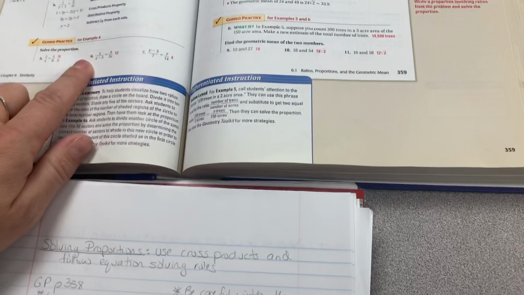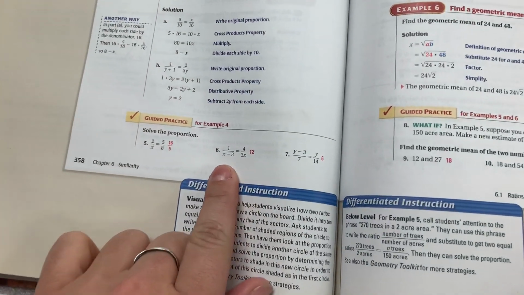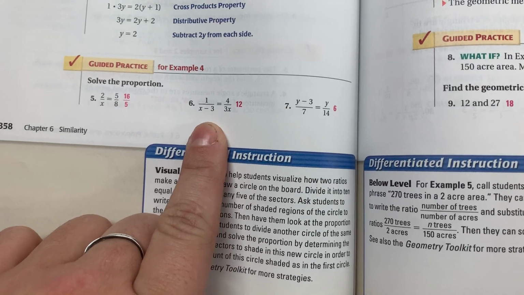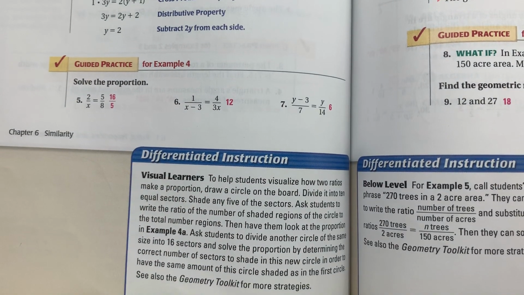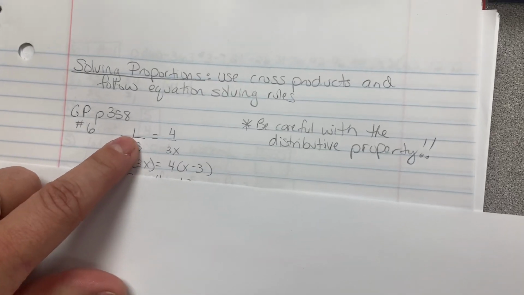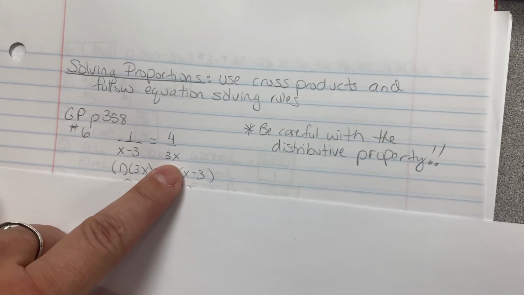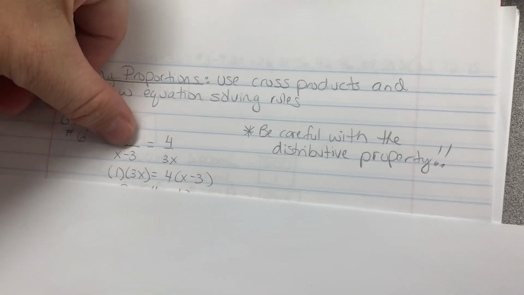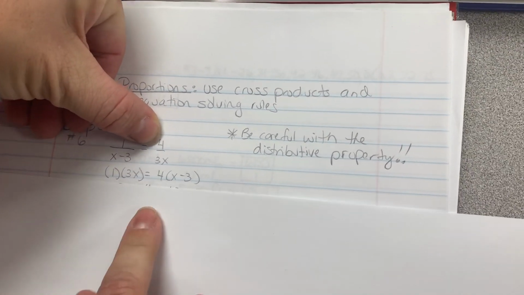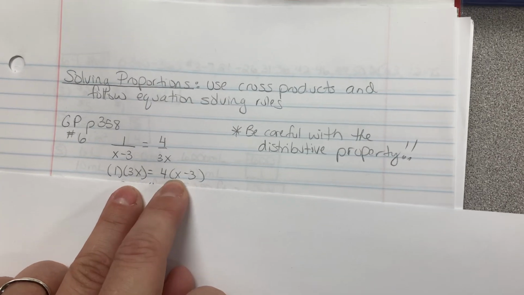So the first problem is number 6 that we're going to do. And if you look at how it's set up, that is a proportion. It's comparing 2 numbers. When I solve this, I'm going to do cross products. So one cross product is 1 times 3x. The other cross product is x minus 3 times 4. But if you understand what I just said, when you're multiplying, that is a distributive problem.